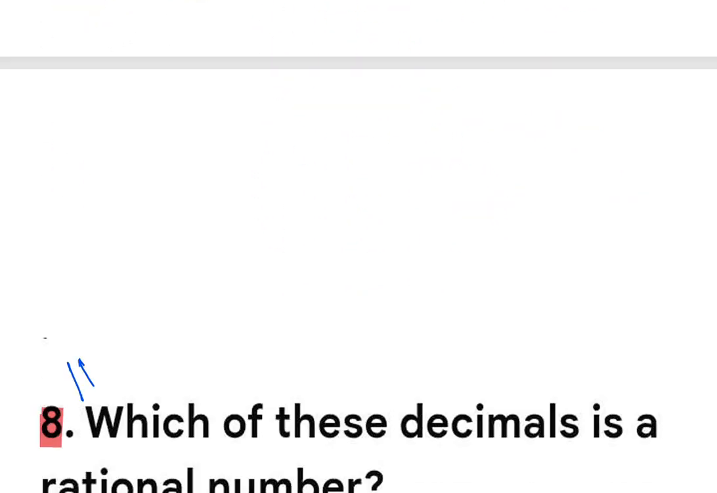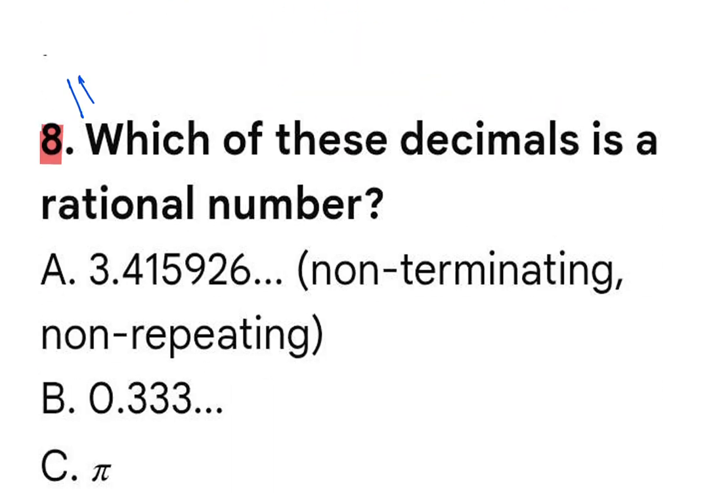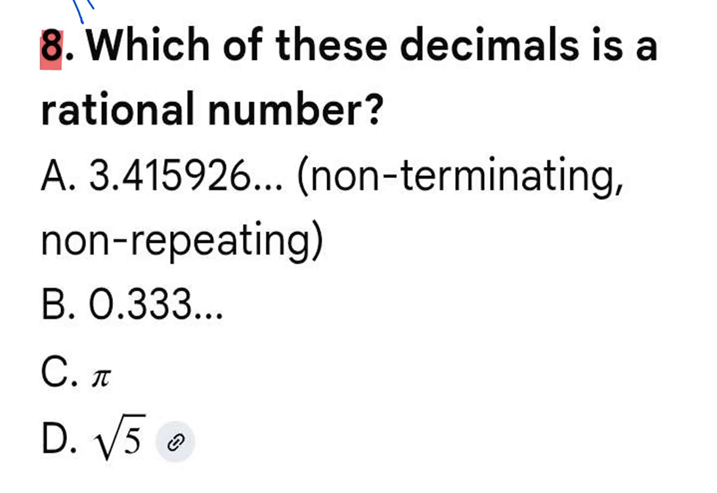The next one, question number 11. Which of these decimals is a rational number? There are four numbers given here, and you have to find out which one is the rational number. Option A is 3.415926 etc. It is continuing. They are given in the bracket also.